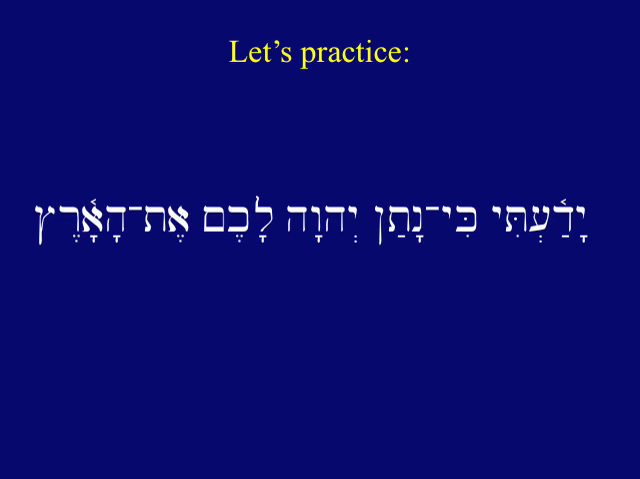Yadati ki natan Adonai lachem et haaretz. I know that Yahweh has given you the land. See the present use of the perfect in a verb of perception or knowledge, yadati, and the past use of the perfect in a normal active transitive verb, natan.